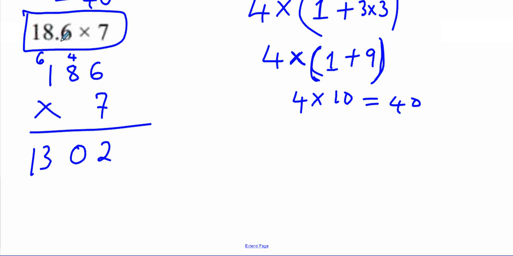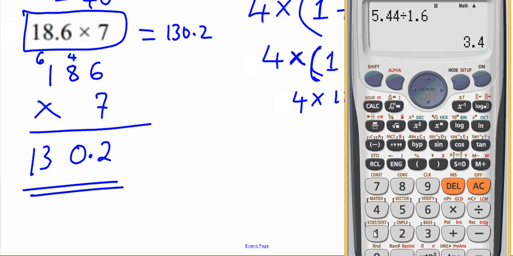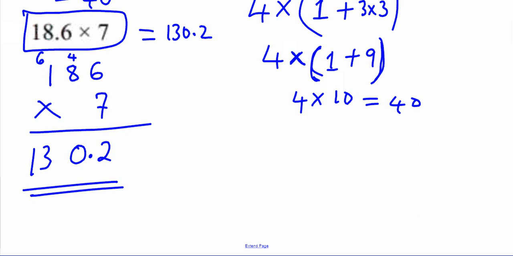How many decimal places are over here? We have 1 decimal place. So you count 1 number from the right, and the answer becomes 130.2. You can use a calculator to check if your answer is correct. 18.6 multiplied by 7, the answer is 130.2. So our answer is correct.